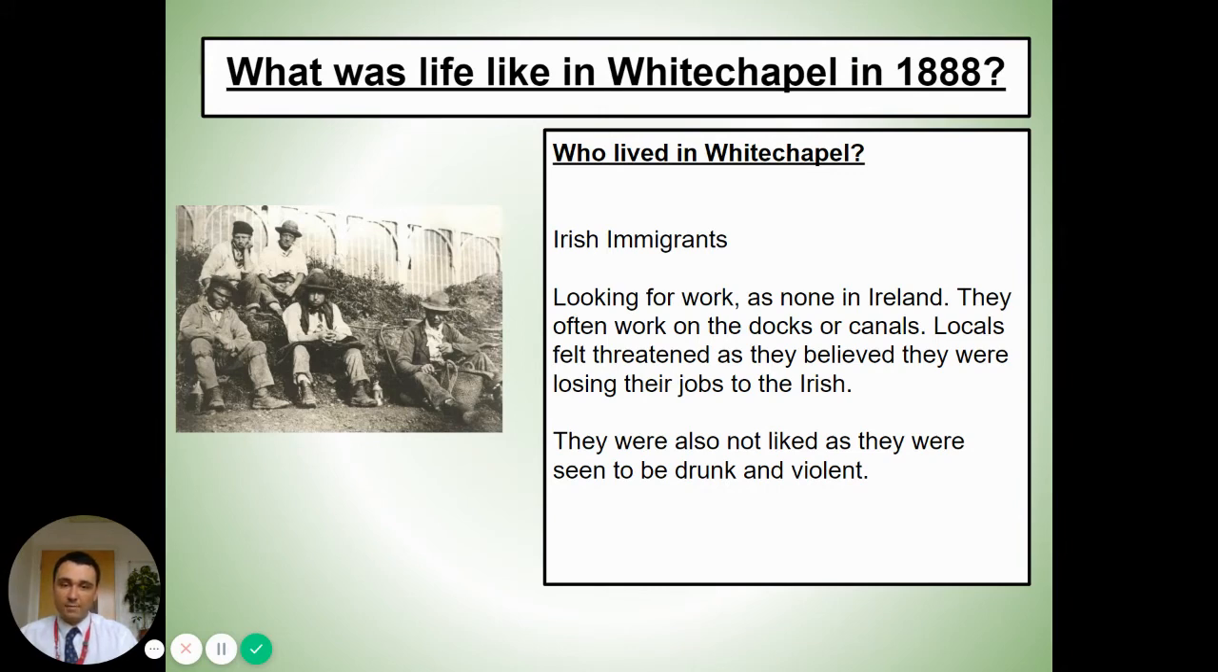Physical labour work. Now, locals felt threatened by this. The people of the East End felt threatened because they felt they were losing their jobs to the Irish as more and more of them came in. And the Irish were also not liked. They were seen to be drunk and violent, although in reality, pretty much everyone was in Whitechapel this time.